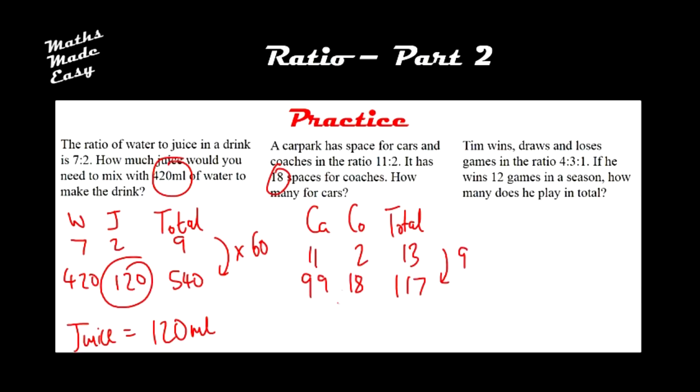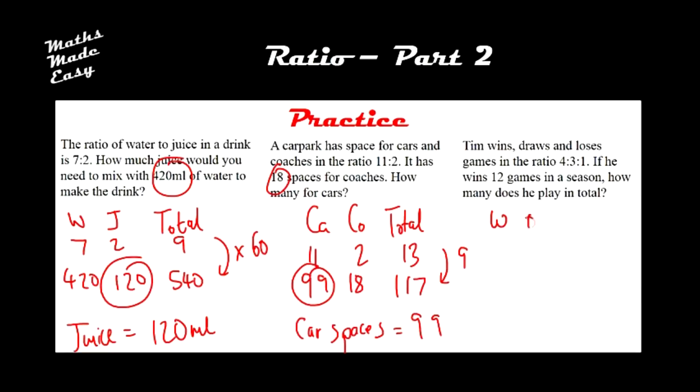And how many for cars? So this is our answer here, 99. So car spaces equals 99. And the last question, we've got Tim, who's going to win, lose, win, draw, and lose a game in the ratio 4, 3, and 1.